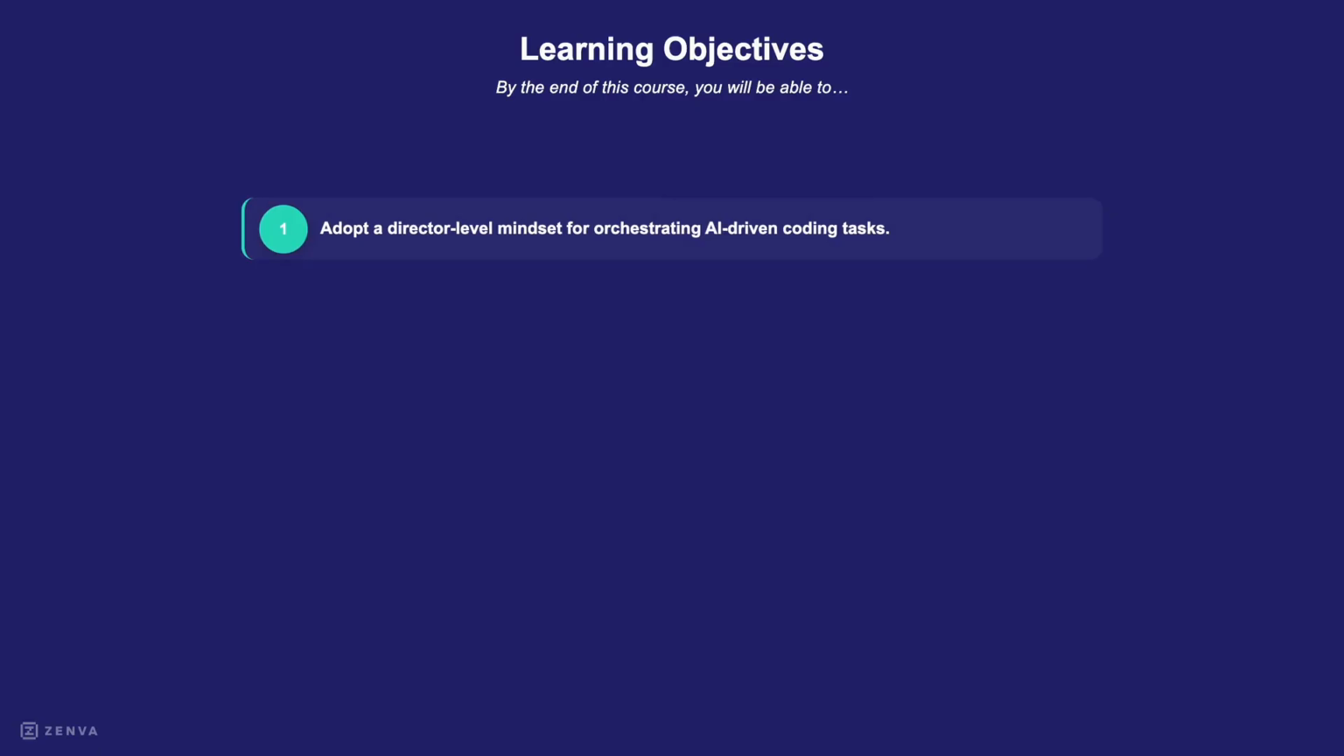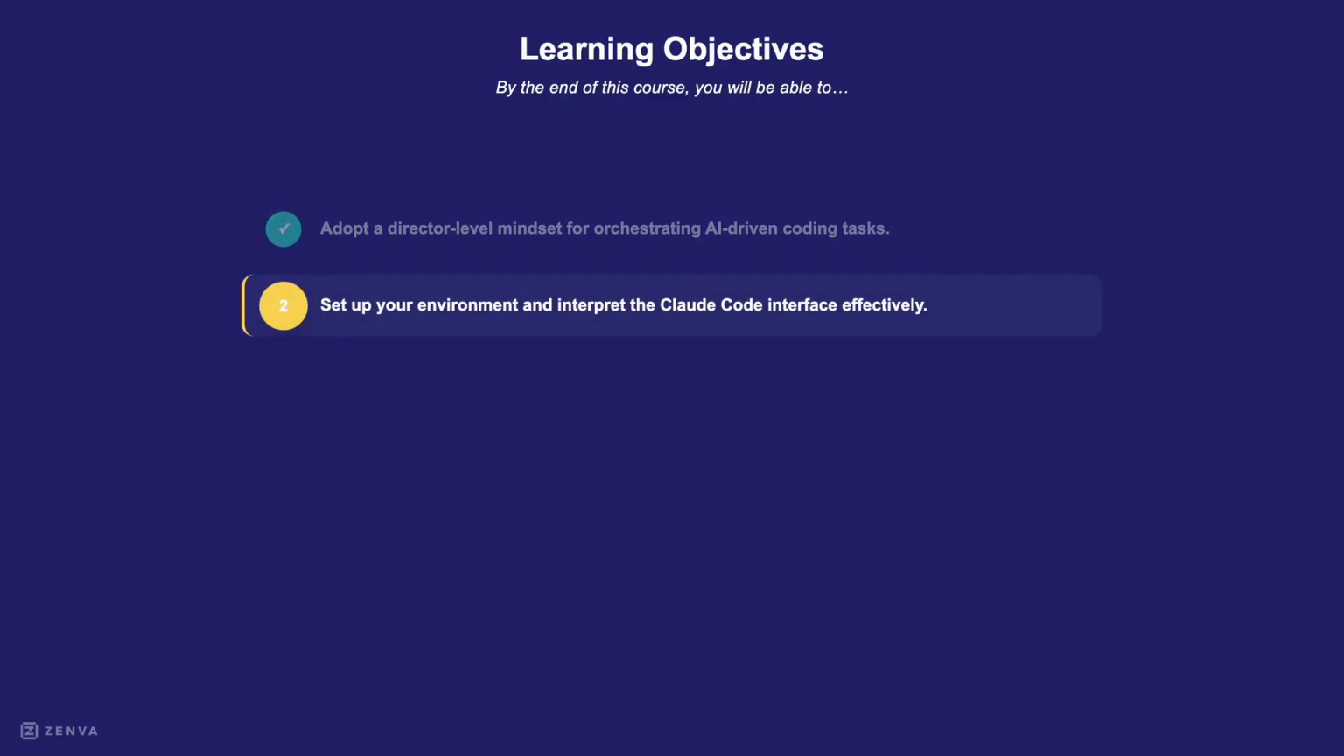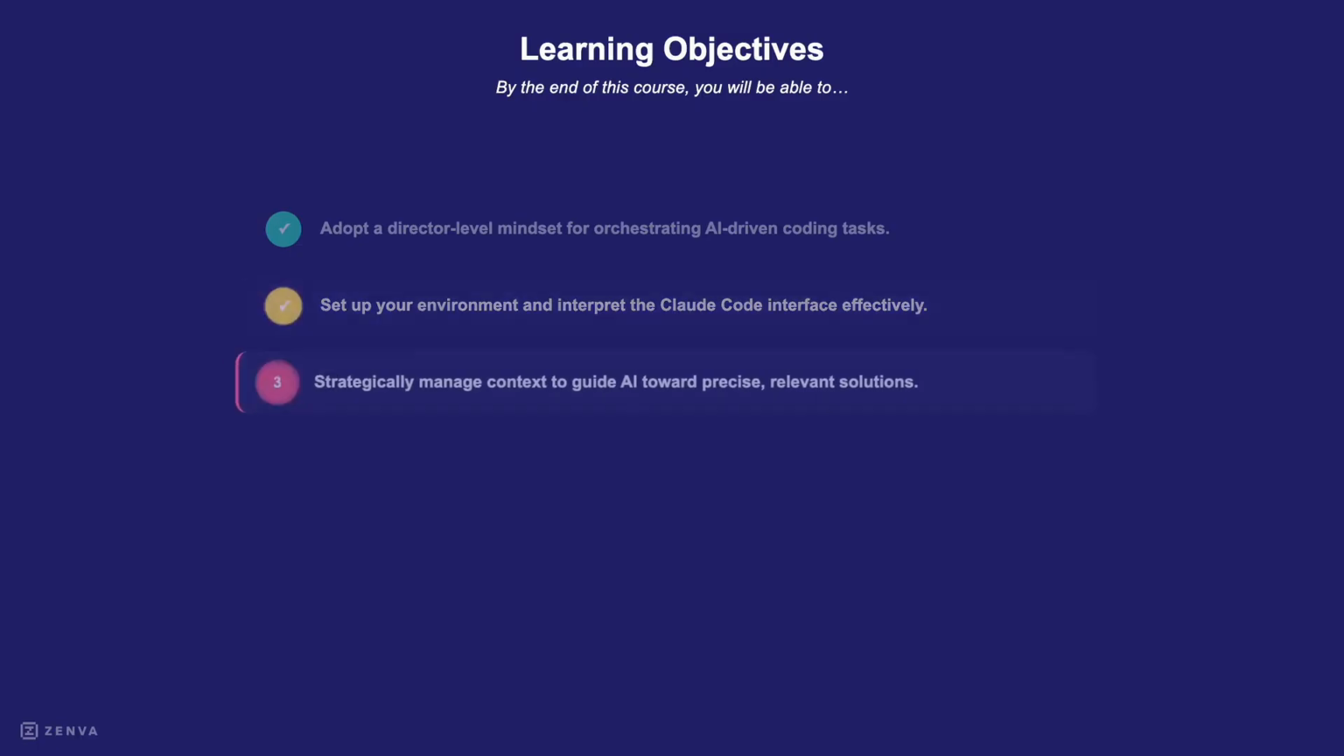This means you'll move beyond simple prompting to strategically direct AI, ensuring it delivers exactly what you need for your projects. Next, you'll gain confidence in setting up your environment and interpreting the Claude Code interface effectively. You'll quickly become proficient with the tools, making your initial steps smooth and productive. You'll also learn to strategically manage context, guiding the AI toward precise and relevant solutions every time. This skill is crucial for avoiding irrelevant outputs and achieving your desired results efficiently.